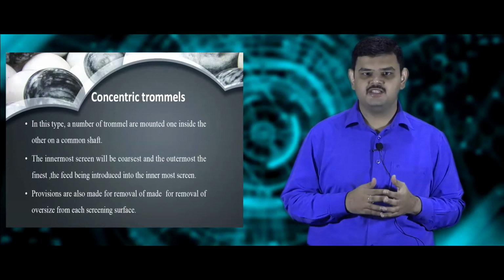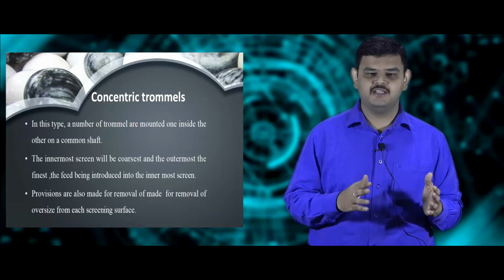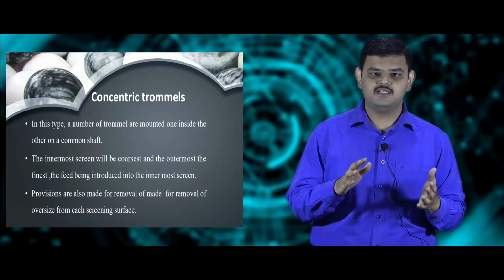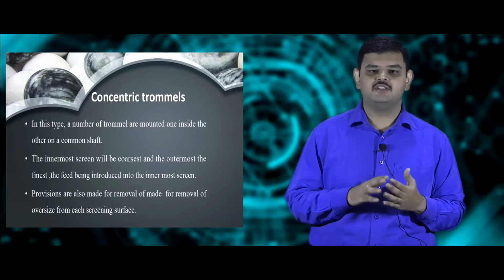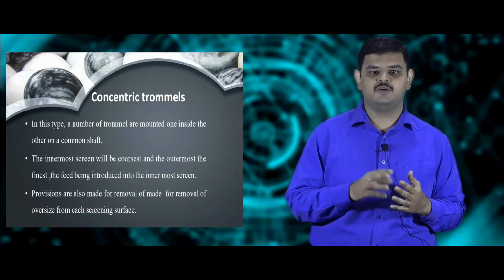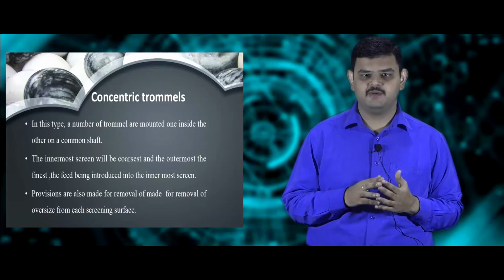Now we are moving towards the concentric trommels. The concentric trommels look like a horizontal cylinder with concentric layers. The concentric cylinder has the innermost layer with the cross section and opening for the coarse particles. The outermost layer has the opening for the finer particles.